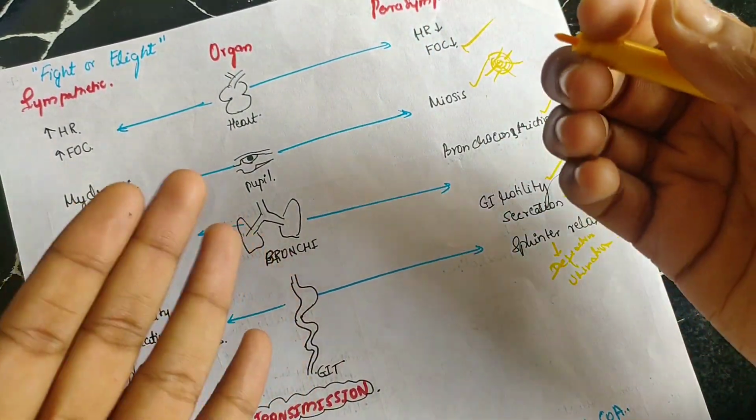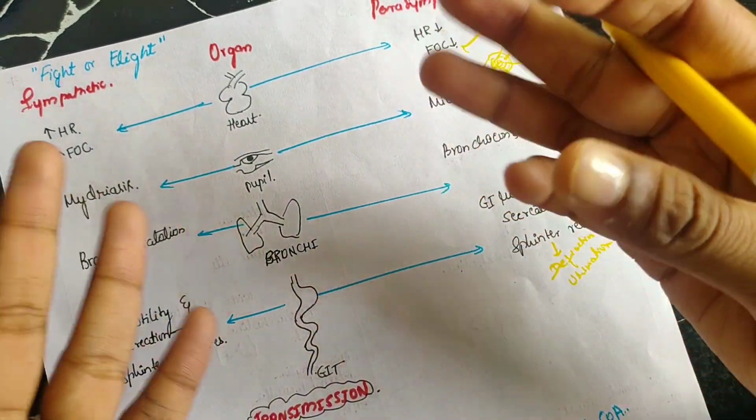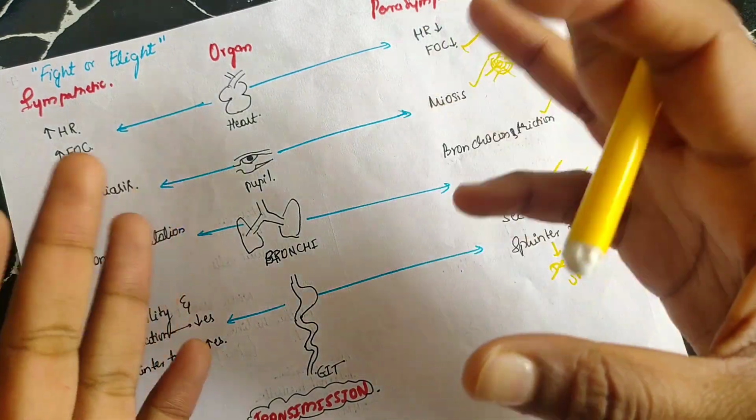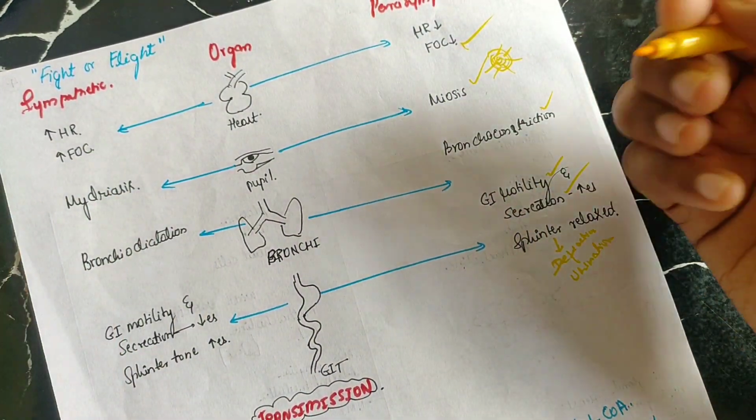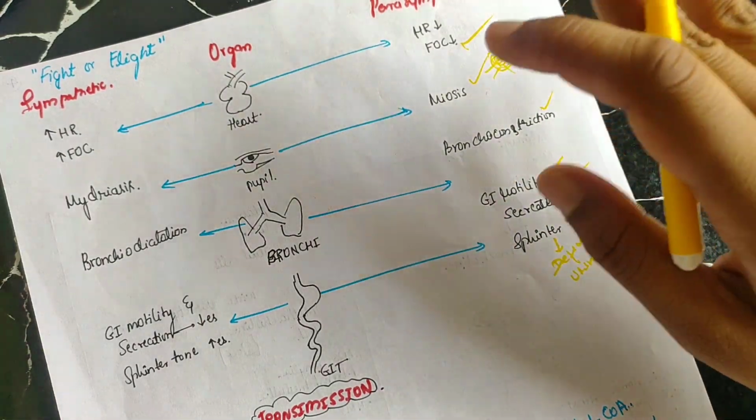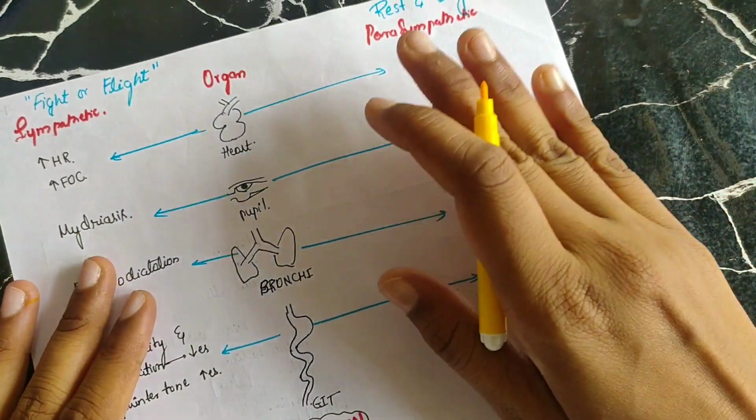And then the heart: further pumping is not required, not much energy is needed, so heart rate is decreased, and force of contraction is also decreased. And this is all about the parasympathetic nervous system.